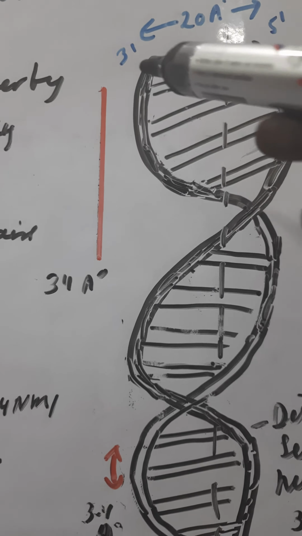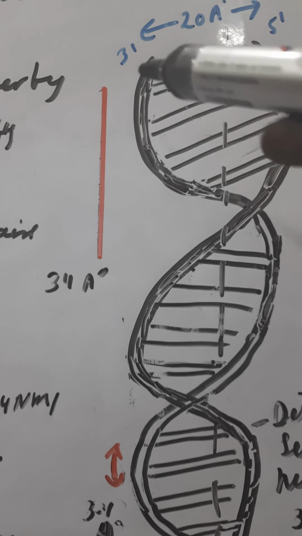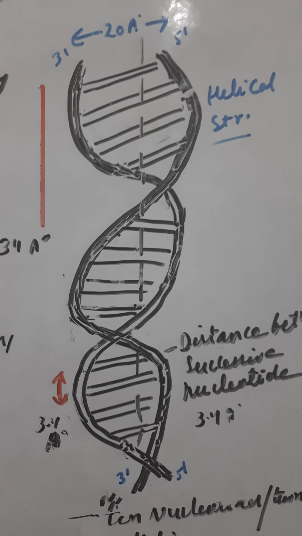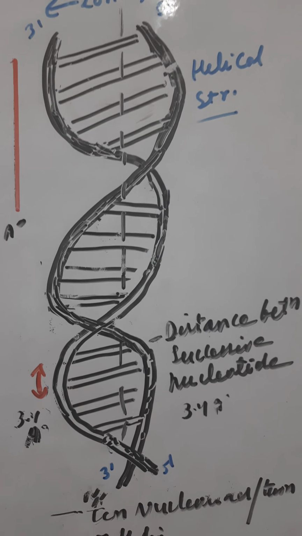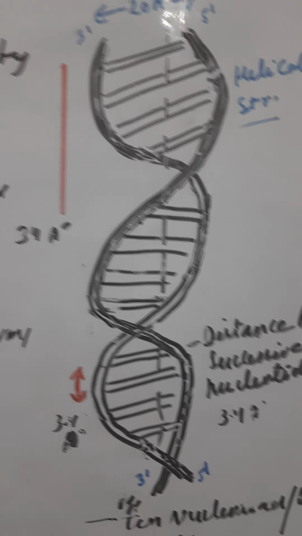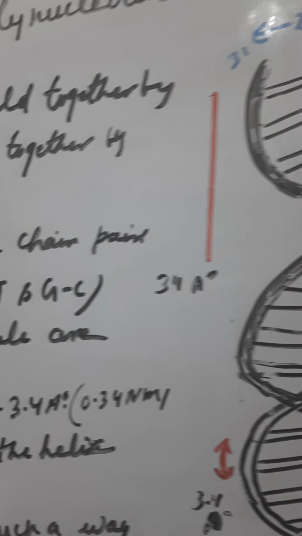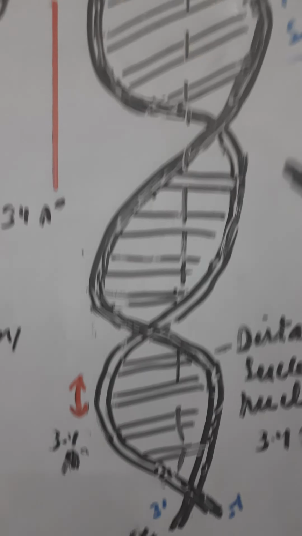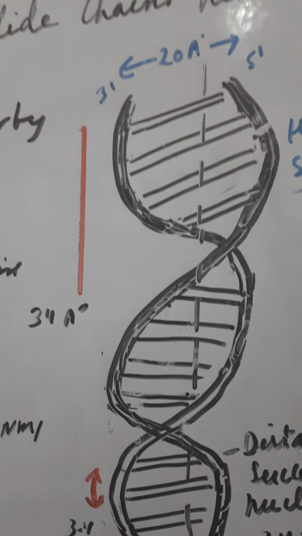This is the 3' end, this is the 5' end, this is the 5' end, and this is the 3' end of the DNA molecule. They both run anti-parallelly. So here there is a 3' end, here there is a 5', that is why here there is a 5', there is a 3'.